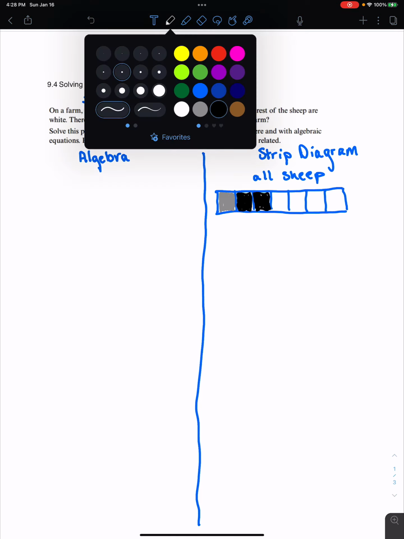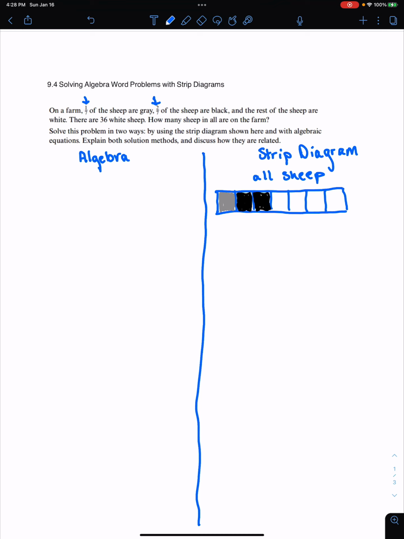Now, what do I have left? I have left whatever is left. This is the white sheep. And my problem tells me that these 4 boxes represent the white sheep and that there are 36 white sheep. So I've got 4 boxes representing 36 white sheep. I want to know how much is in each box, right? How many sheep are represented by each box?